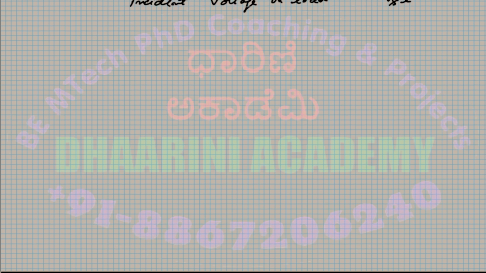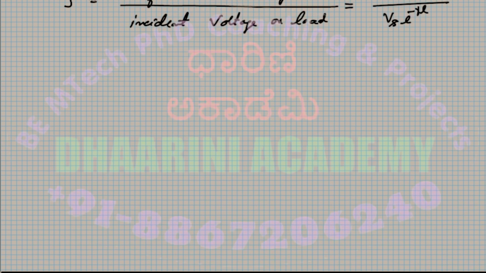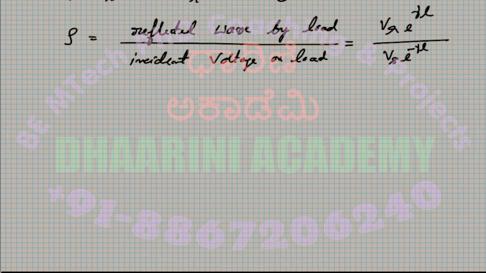Let me take the e to the gamma L, which is present in the denominator, to the numerator. So rho is equal to Vr by Vs, and the e to the gamma L in the denominator goes to the numerator as e to the power gamma L. Already there is an e to the gamma L, so this becomes e to the power 2 gamma L. That's rho. Let's call this equation number 2.